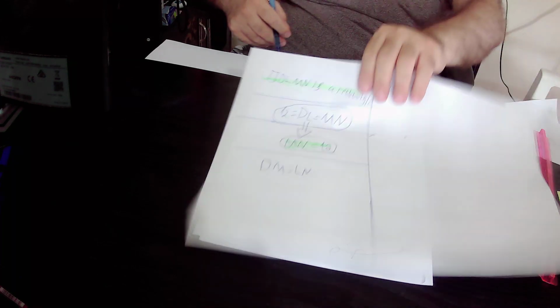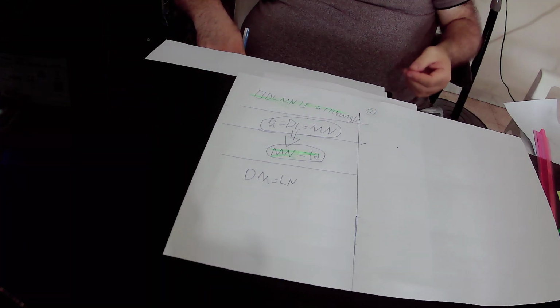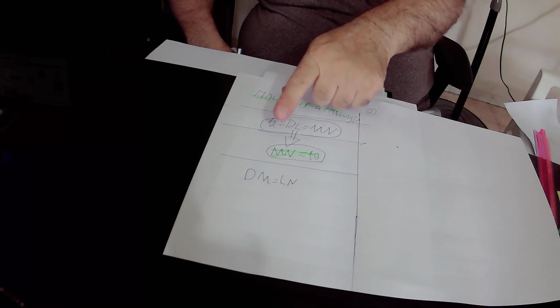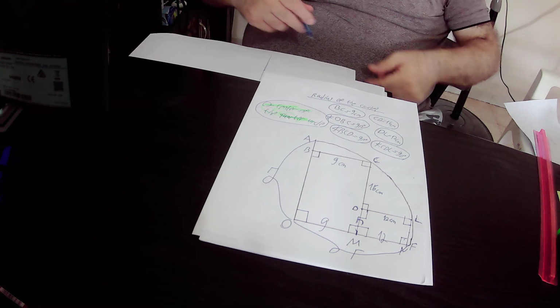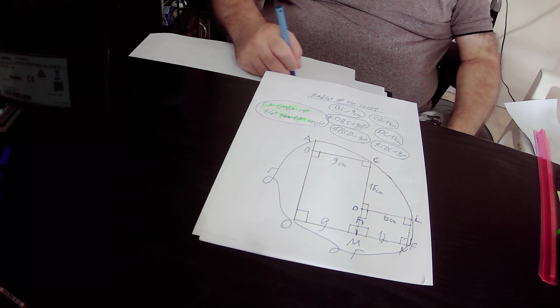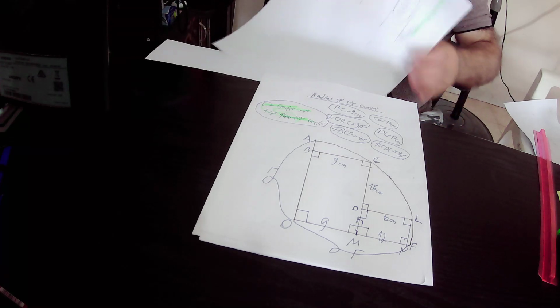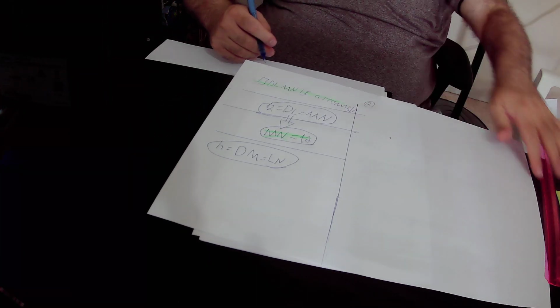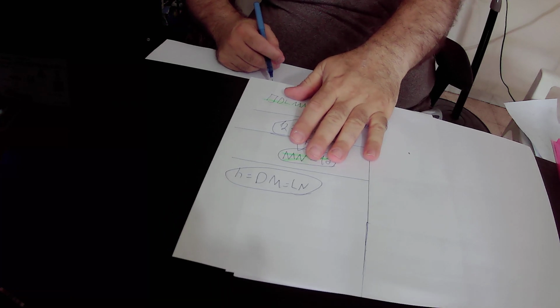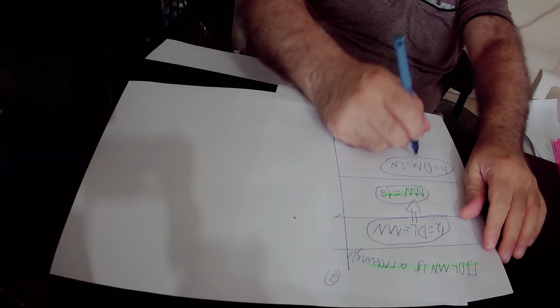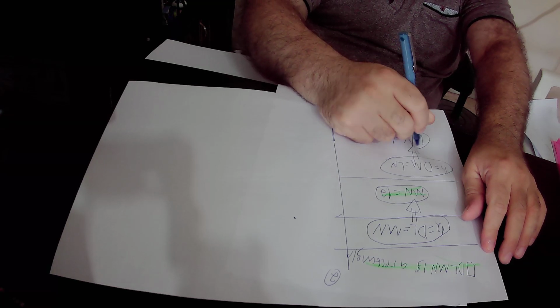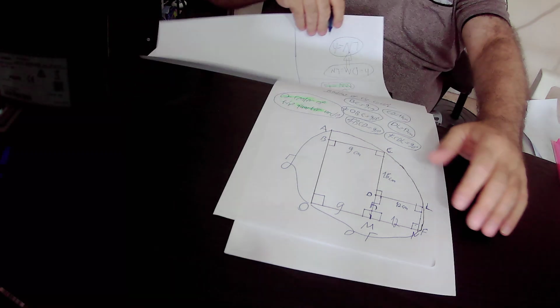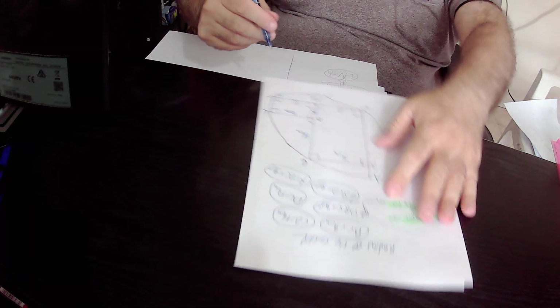Again, in rectangle DMNL, side DM must be equal to side LN. But according to our definition, side DM equals H. So from this equation, H equals DM equals LN, we derive that side LN is also equal to H. LN equals H.